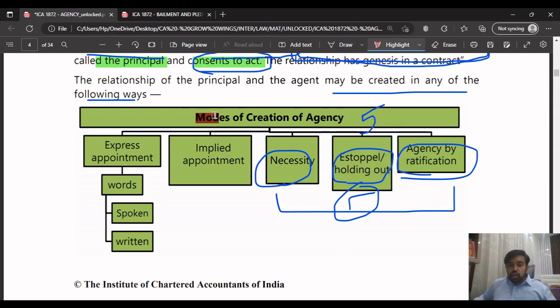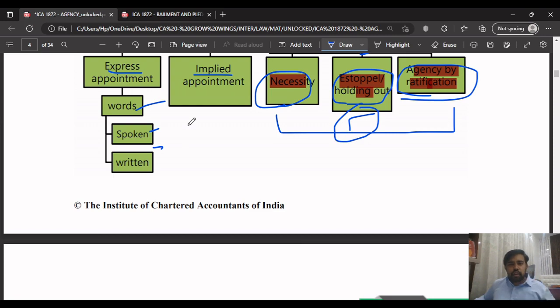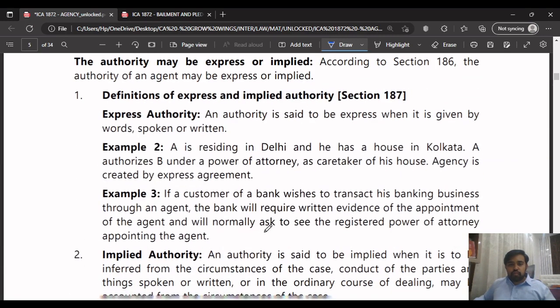So, modes of the creation of agency. These 3 are very important: necessity, estoppel, holding out, agency by ratification. Just remember. Now, this is very easy. Express appointment, implied appointment. Express means by words, spoken or written. Implied means by action. That's all. That is what implied means. So we'll discuss each one by one now.